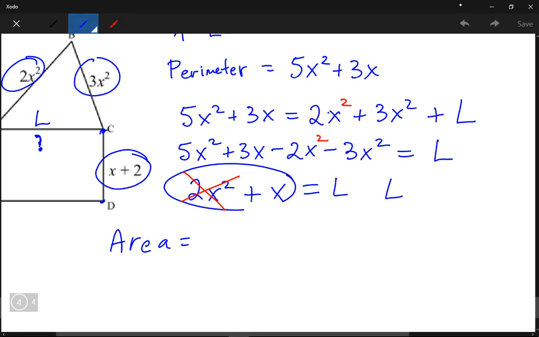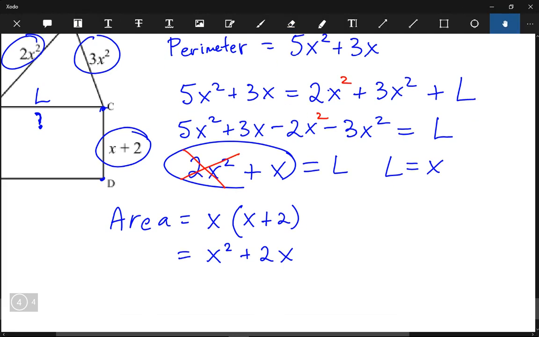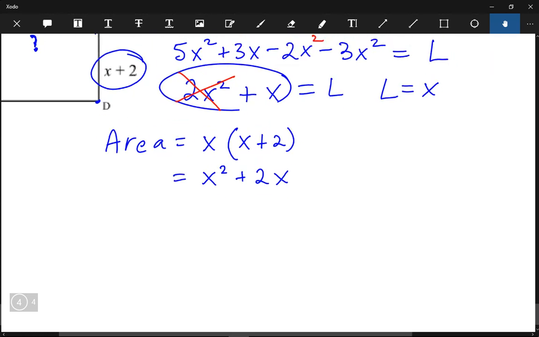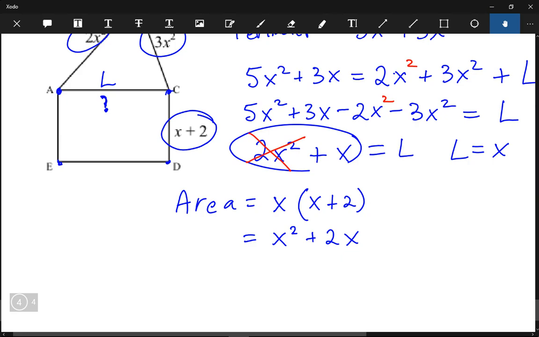So length is equal to x, which means my area is x times, where's my width? X plus 2. And if I distribute that, I get x squared plus 2x. Very good. I guess I must have missed that x squared there. Changes your answer, doesn't it? Now, let's see what else there is. Okay, so why don't I show you, I'm going to just pause this for a moment here.